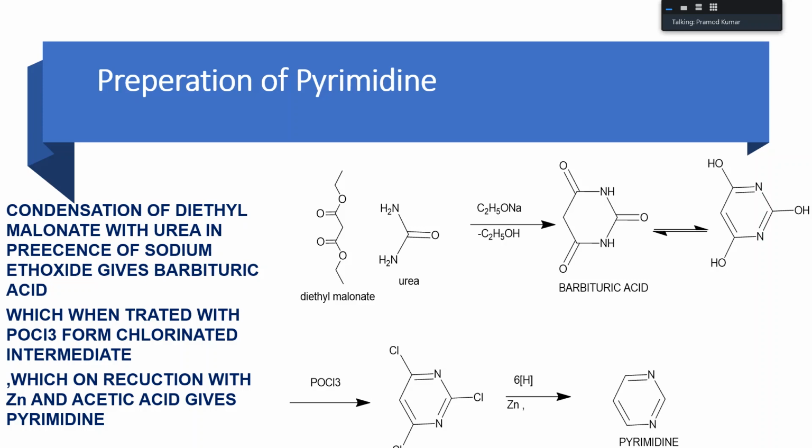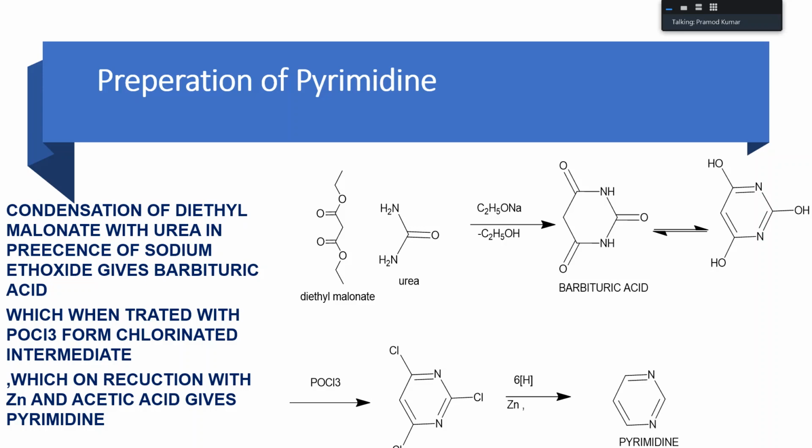When you treat it with sodium ethoxide in presence of base, the base will abstract your proton. It undergoes a nucleophilic substitution reaction. Amine attacks on the carbonyl. Ethanol is lost. You get barbituric acid. In this barbituric acid there are 3 carbonyl groups. So what happens? This undergoes keto-enol tautomerism, and when it undergoes keto-enol, you get a trihydroxy derivative.